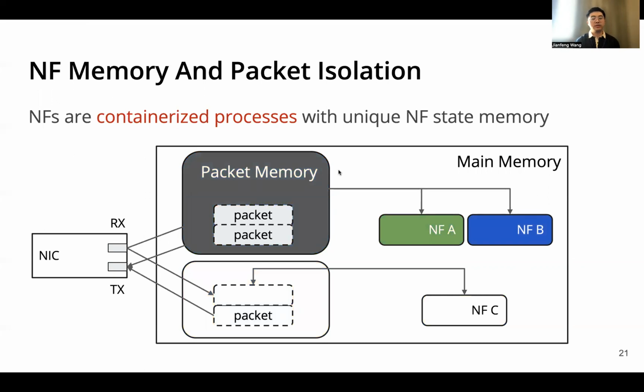To achieve memory isolation for network function chains, Quadrant runs each network function in a container. Therefore, internal states of a network function are spatially isolated from each other. For network functions in the same chain, Quadrant allocates a shared memory to be used as the packet memory. Incoming packets will be placed in this shared packet memory for the chain.